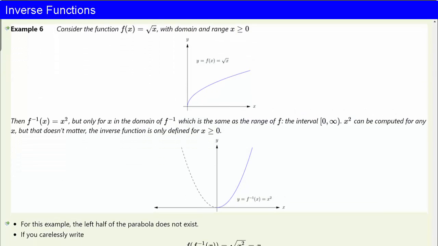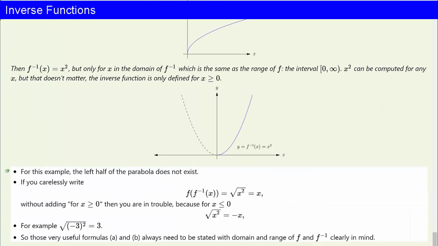For example, consider the function f of x equals square root x, with domain x greater than or equal to 0 and range the same. Then the inverse function, f inverse of x, is the square of x. But this inverse is only defined for x in the range of f. That is, only defined on the interval 0 to infinity. The formula x squared can be computed for any x, but that doesn't matter. The inverse function is only defined for x greater than or equal to 0. For this example, the left half of that parabola does not exist.